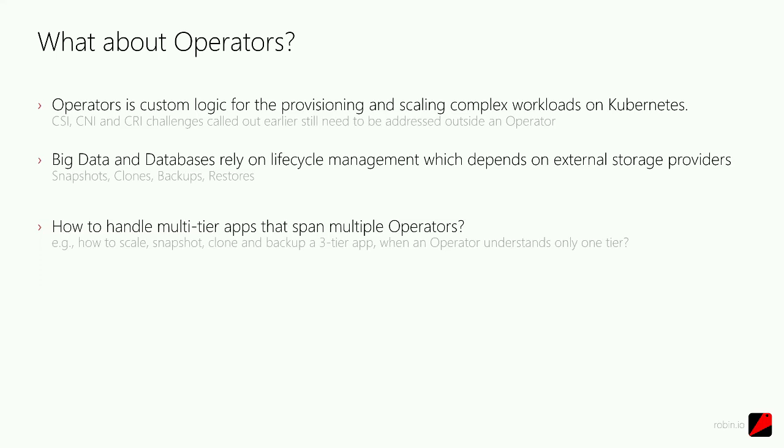For example, to take snapshots, you have to rely on storage level primitives. When you're trying to create backups, you might have to rely on a backup tool to do that backup. So it cannot completely be solved through an operator. And the last one I'd like to call out is that operators are great for individual workloads, but if you create a multi-tier workload, how do you handle the lifecycle management of a multi-tier app?